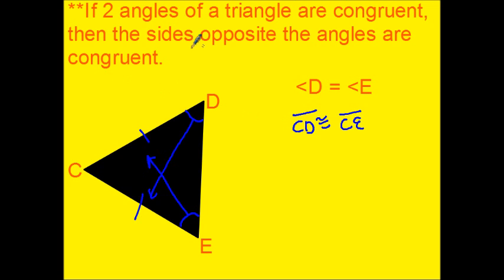Now, just like on that last theorem, we have a shorthand for this. We start off knowing the angles are congruent. So: if angles, then sides. So the converse of what we had.